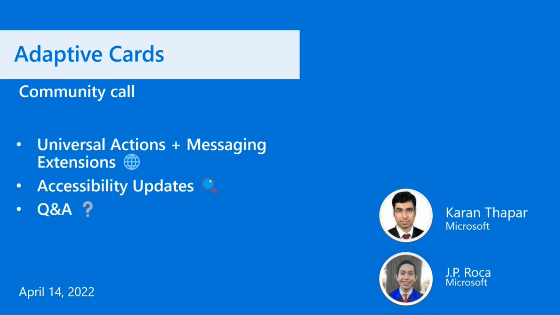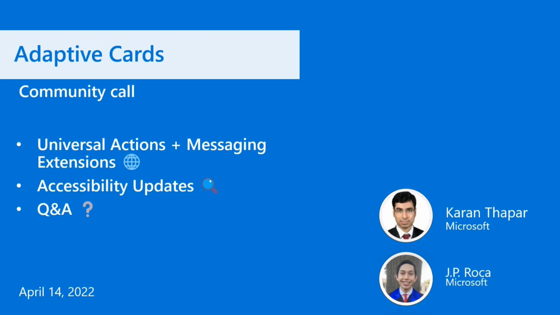Today we have a very exciting presentation with our friends over in Outlook, Karan. He'll be presenting about universal actions plus messaging extensions. I'll talk about some accessibility updates as well as scheduling updates for adaptive cards, and then we can hop over to our Q&A section. Karan, do you want to go ahead and introduce yourself briefly?